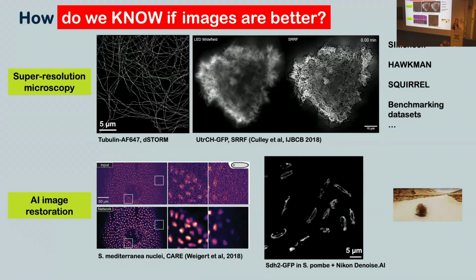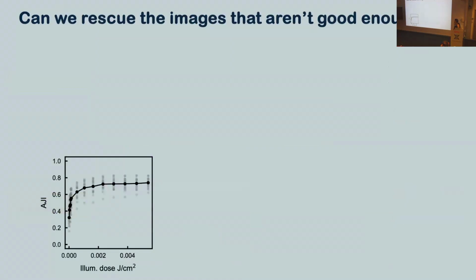So let's think about why we might want to do this in the first place. So let's revisit this plot. This was our plot of how segmentation accuracy evolved with our illumination dose on a sample.